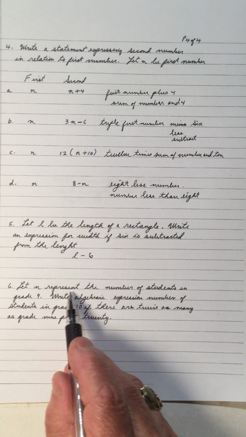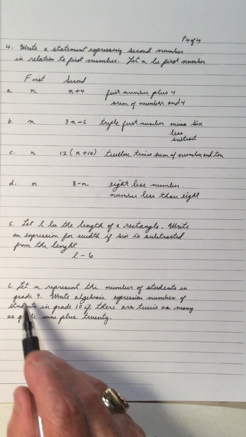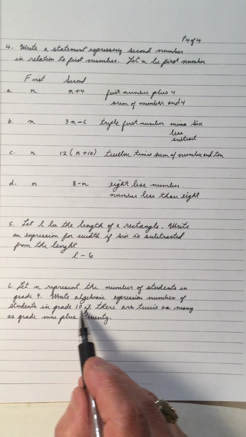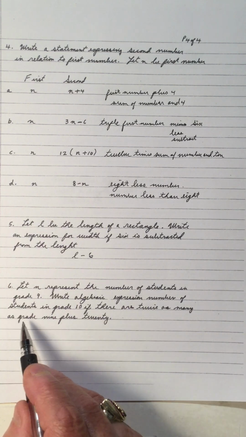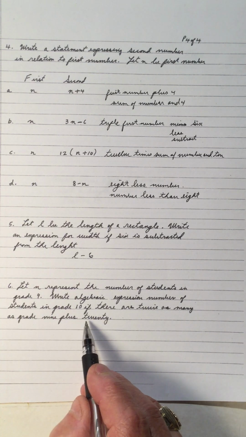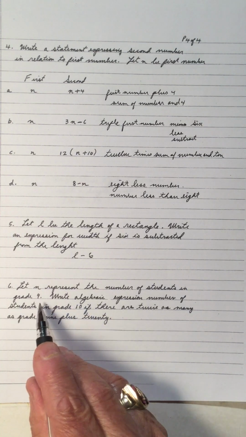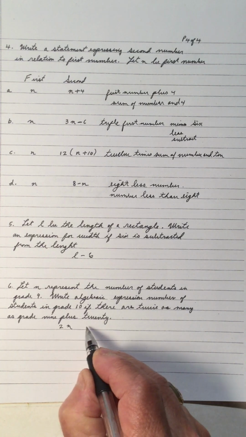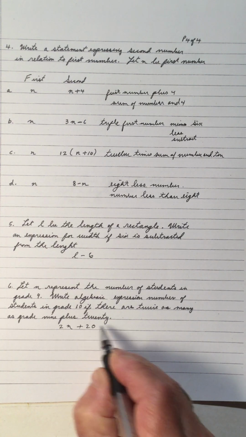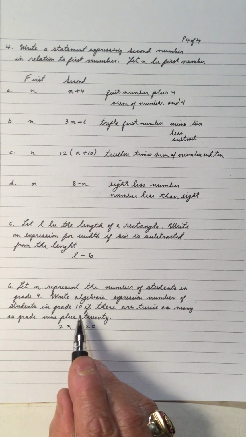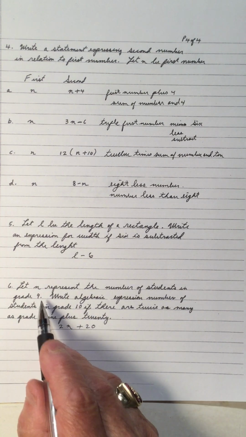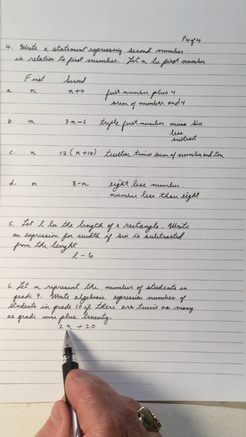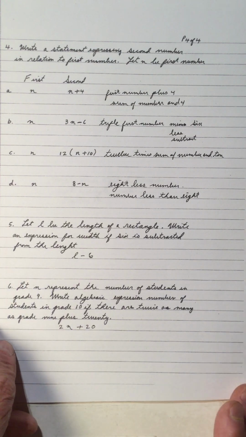Number 6, let n represent the number of students in grade 9. Write an algebraic expression for the number of students in grade 10 if there are twice as many as in grade 9 plus 20. The number in grade 9 is n, so twice as many is 2n plus 20. The number in grade 10 is twice the number in grade 9, n, and then add on 20.